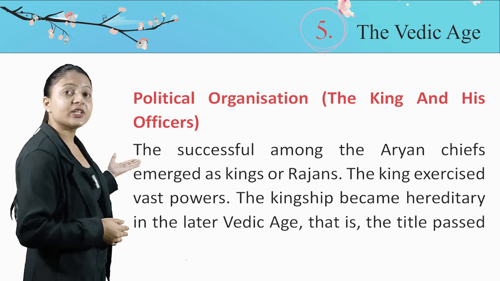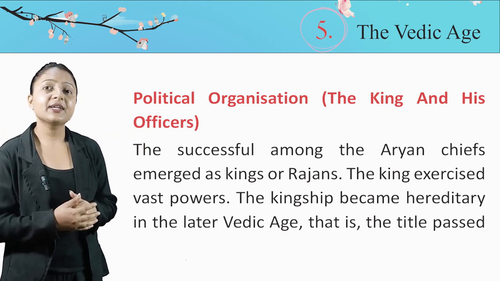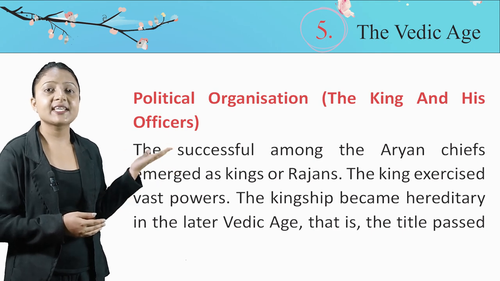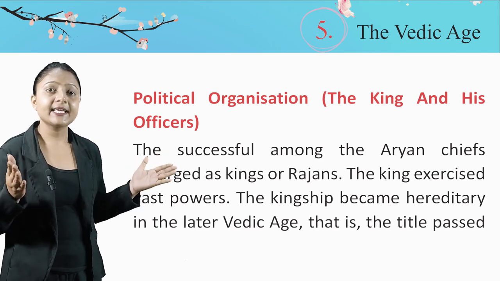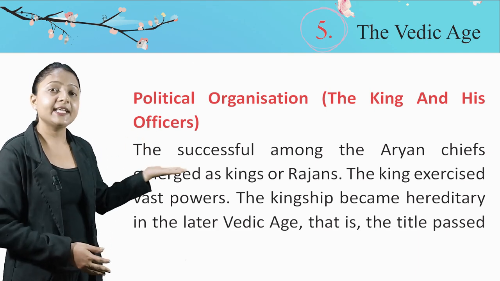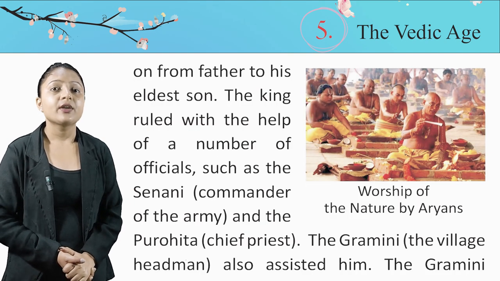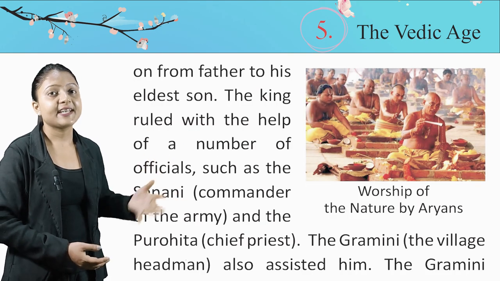Political organization, the king and his officers. The successful among the Aryan chiefs emerged as kings or rajans. The king exercised vast powers. The kingship became hereditary in the later Vedic age. That is, the title passed on from father to his eldest son.